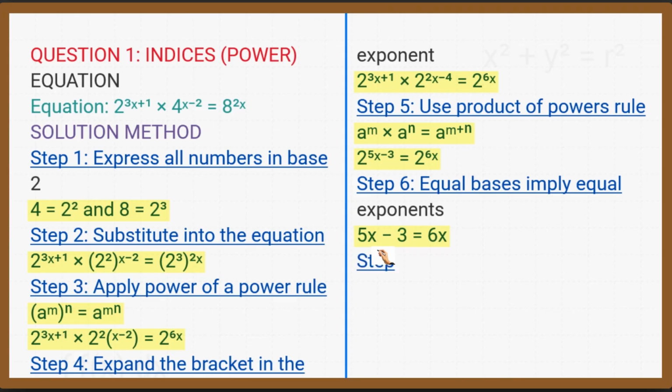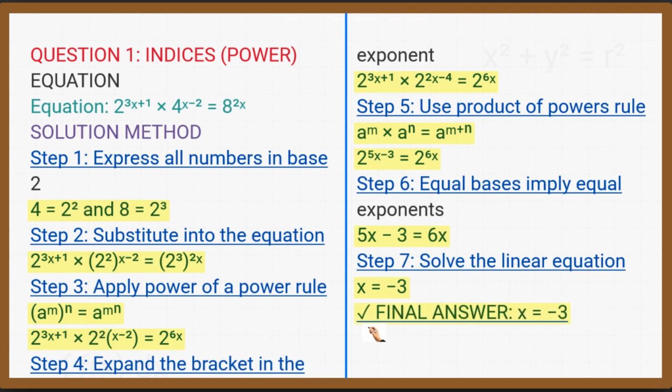Step 7. Finally, we solve the linear equation. Subtract 5x from both sides. That leaves negative 3 equals x. So the final answer is x equals negative 3. Excellent, students! Remember, the key steps are to rewrite the bases the same, apply the index laws carefully, simplify the exponents and then solve the resulting linear equation. Take your time to understand each step. That is how you master the laws of indices.